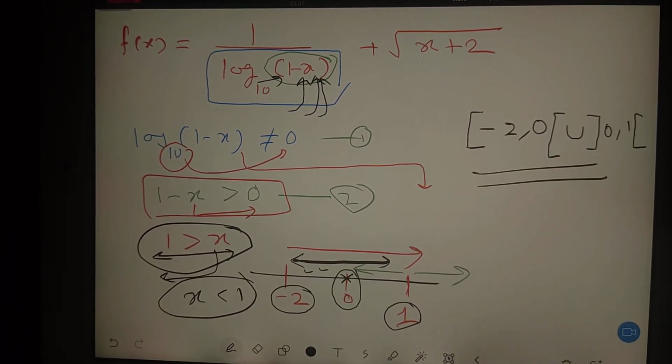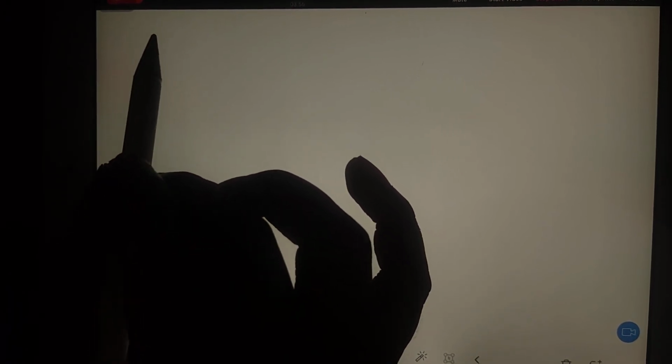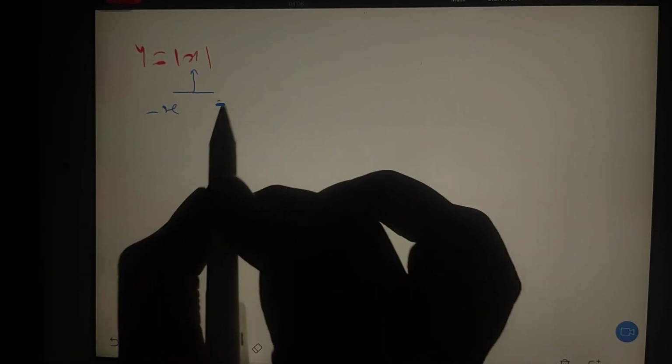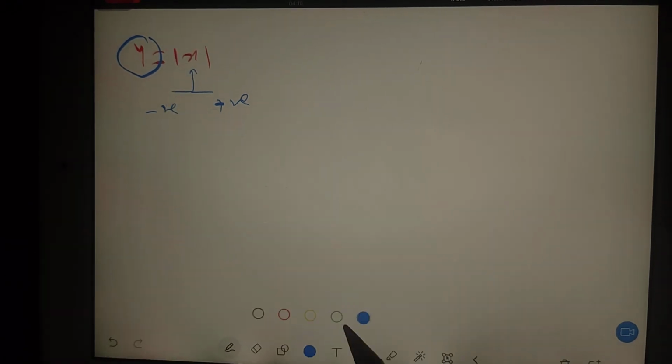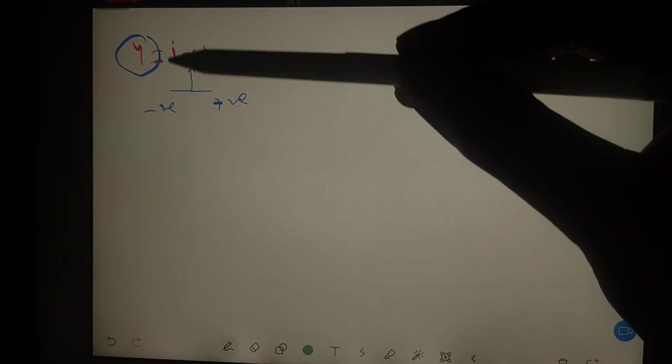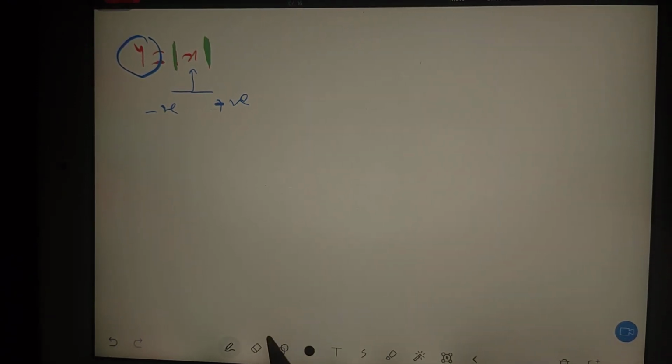Now let's discuss very important, extremely important and mind-blowing functions, they are modulus functions, absolute value functions. We used to call them absolute value functions. So y is equal to mod of x. What does it mean? It means x can pick negative values also and positive values also, but this y is actually coming because of these two lines, and these two lines are the modulus function.